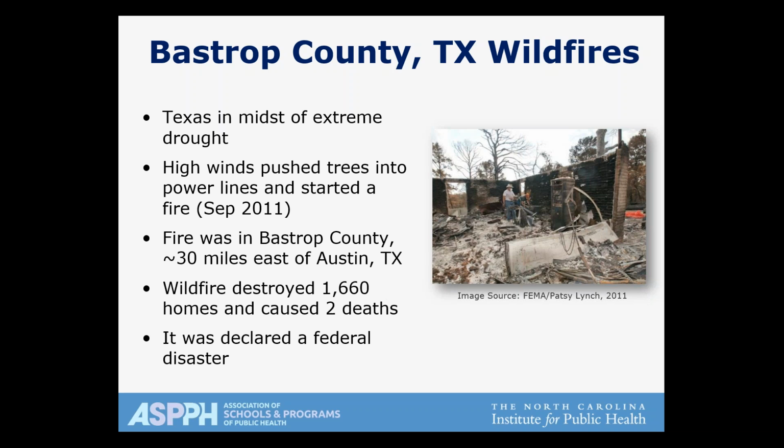Dave? Great, thank you, Matt. In 2011, Texas was in the midst of an extreme drought, the worst on record. One weekend in early September, 57 wildfires were ignited across the state, including one started by high winds that knocked trees into a power line in Bastrop County, which is approximately 30 miles east of Austin, in central Texas. This wildfire ultimately destroyed over 1,600 homes and sadly caused 2 deaths. It was declared a federal disaster.